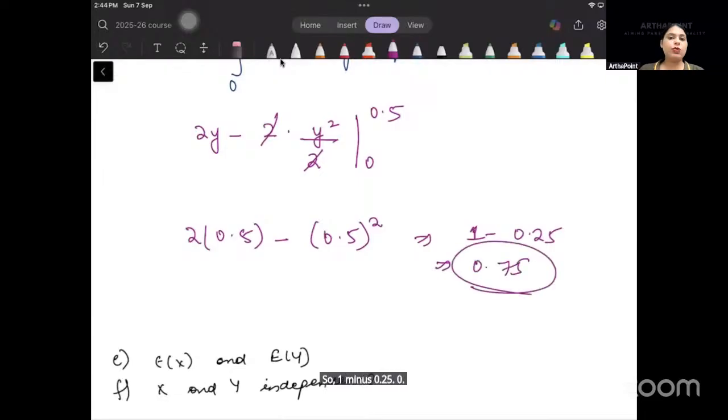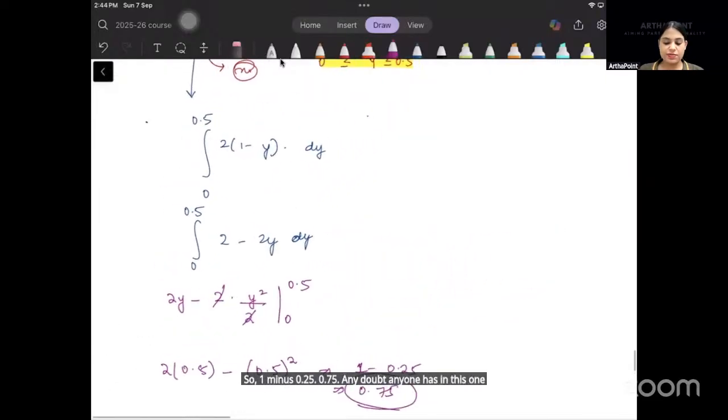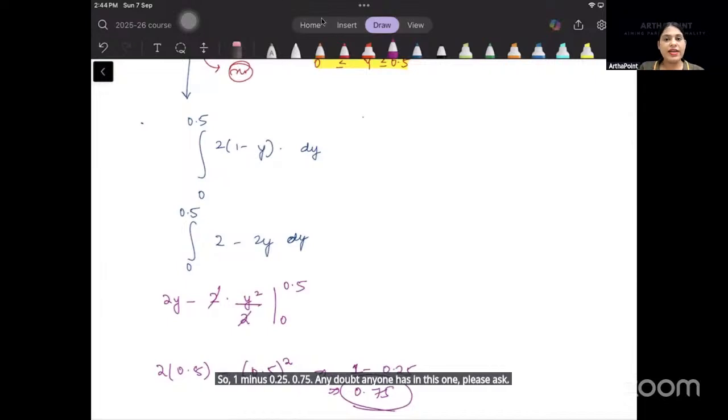0.75. Any doubt anyone has in this one? Please ask. Any doubt? Are we clear? ठीक है. Do the next one.